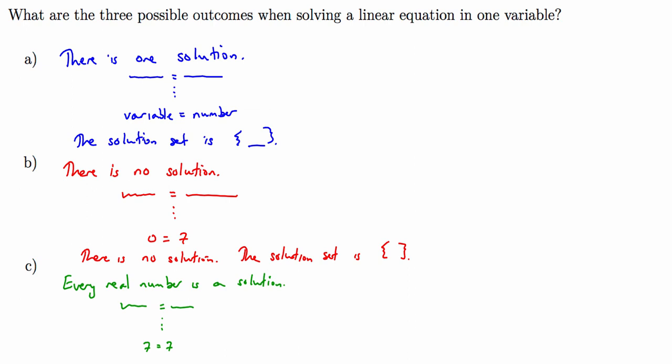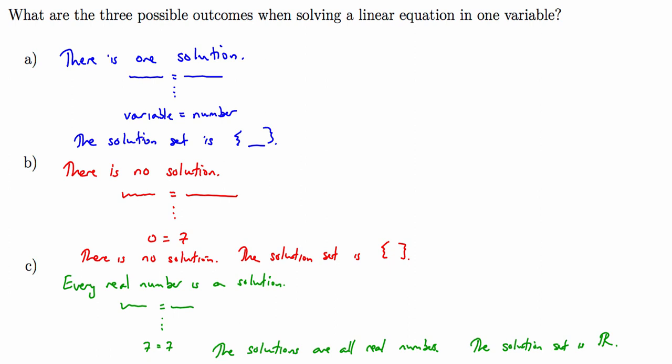There are various ways that we could state this formal conclusion. One could be the solutions are all real numbers. Another way to do this, using the solution set notation, would be the solution set is, and we use that double bar R to represent the set of all real numbers.